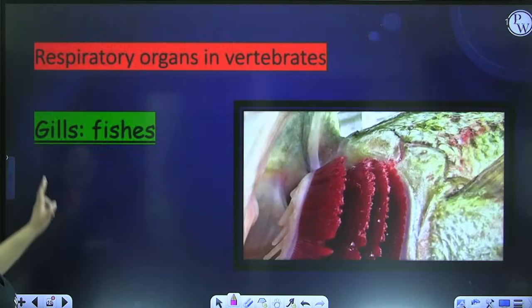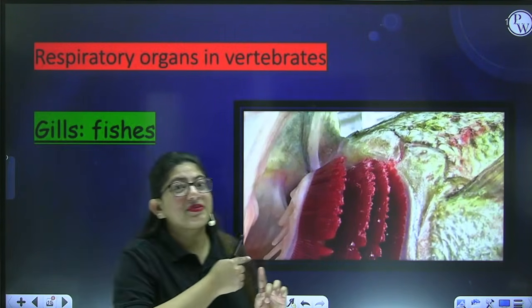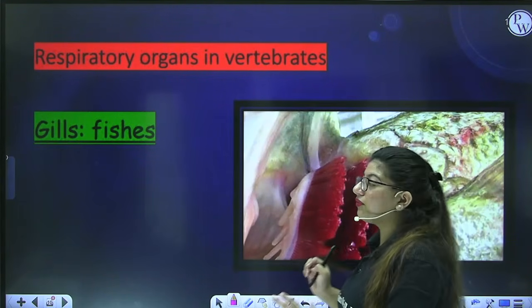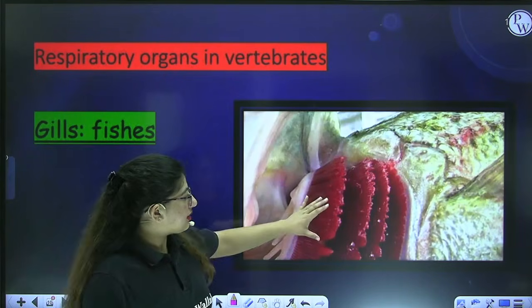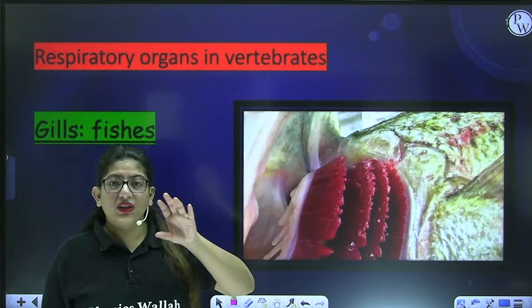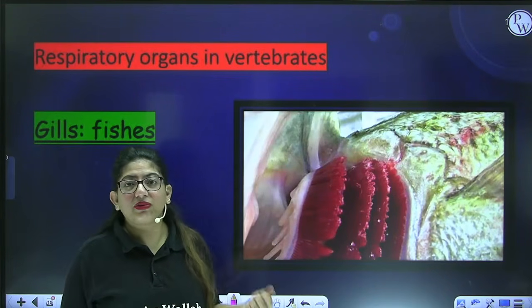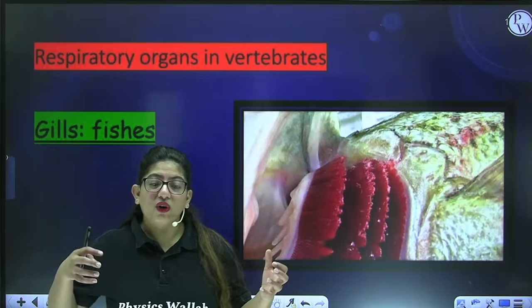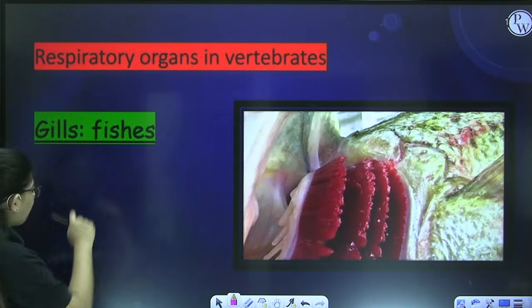Then we have the respiratory organs in vertebrates. Earlier, all those organisms were invertebrates. These are the vertebrates. First of all, we have gills in the fishes. These are highly developed organs known as gills. These are gill epithelium. From here, the oxygen can enter, because gills take up the water, and water has a lot of oxygen. So from the gill epithelium, the oxygen can easily diffuse into it, right? So for fishes, we have gills.